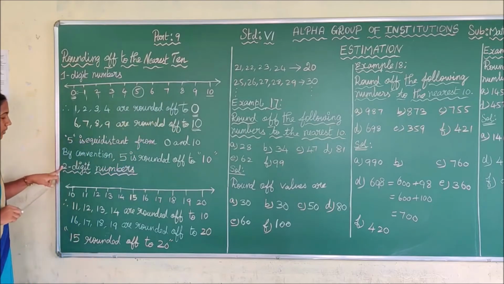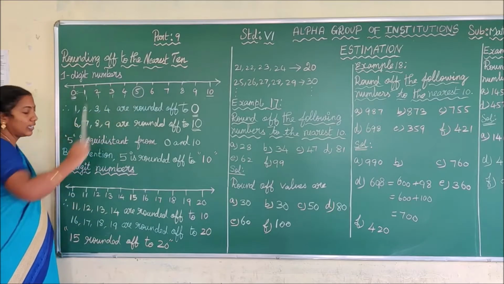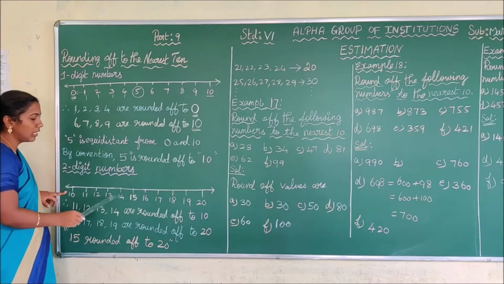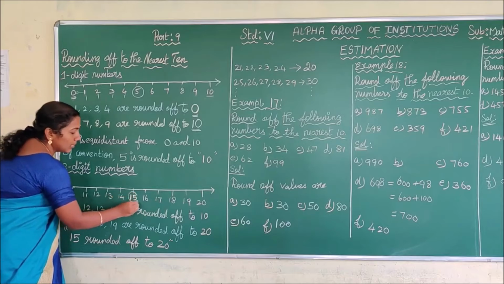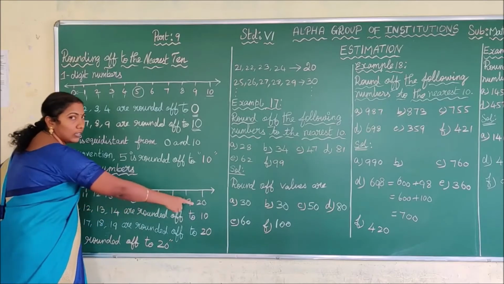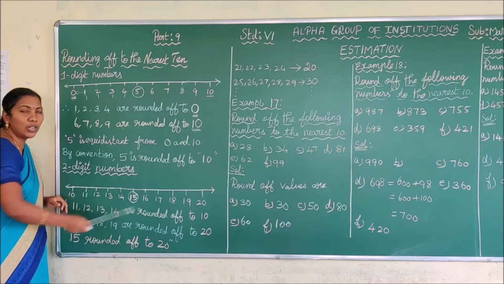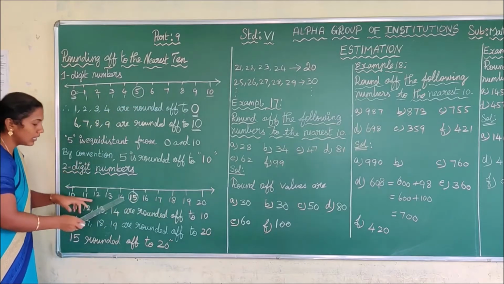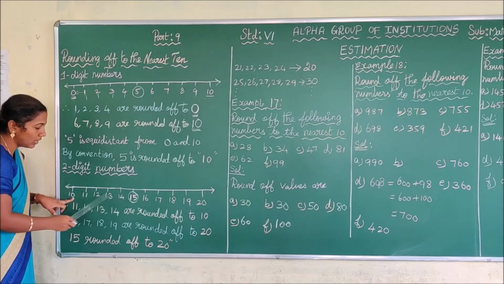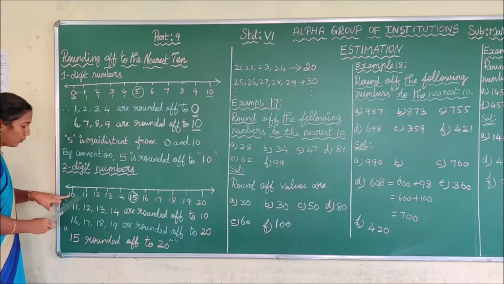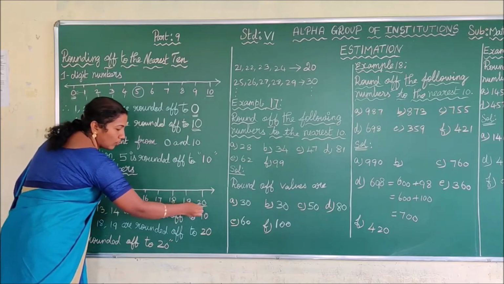Next, suppose we have given a 2-digit number, how can we round off to the nearest 10? Let us see. See here, 11, 12, 13, 14, 15, 16, 17, 18, up to 20 I have written. See here, 15 is equidistant from 10 and 20. In the case of rounding off to the nearest 10, when a 2-digit number comes, we first consider the 10 numbers. See here, 10, 11, 12, 13, 14: 14, 13, 12, 11 are rounded off to 10. And then 16, 17, 18, 19 are rounded off to 20.